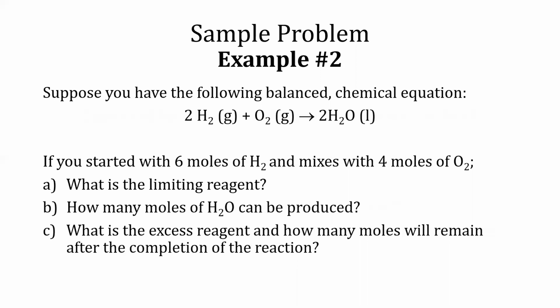Sample problem example 2: suppose you have the following balanced chemical equation. 2H2(g) plus O2(g) forms 2H2O(l). If you started with 6 moles of H2 and mixed with 4 moles of O2, A, what is the limiting reagent? B, how many moles of H2O can be produced? And C, what is the excess reagent and how many moles will remain after the completion of the reaction?